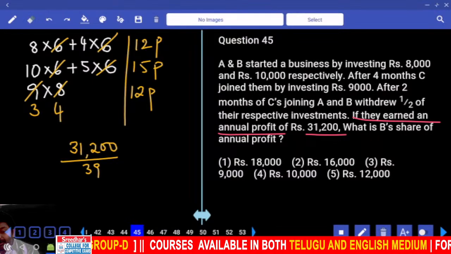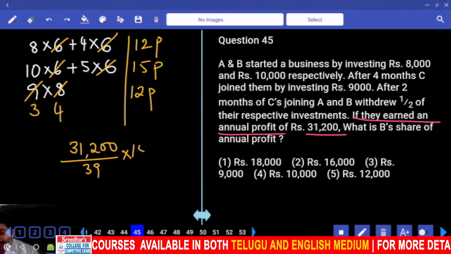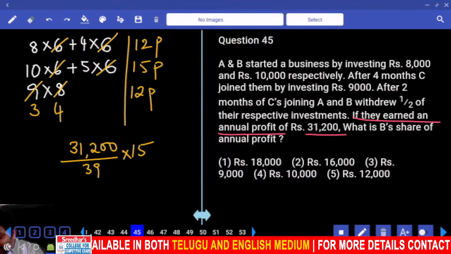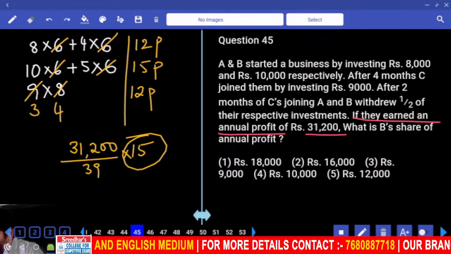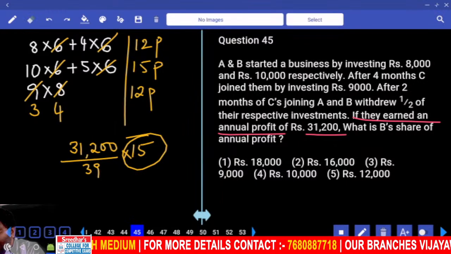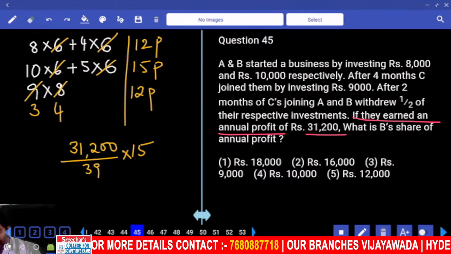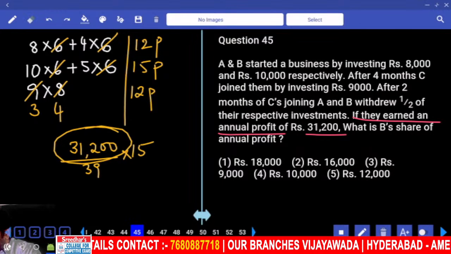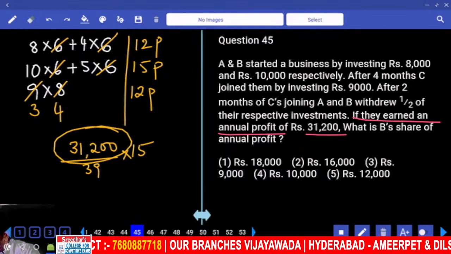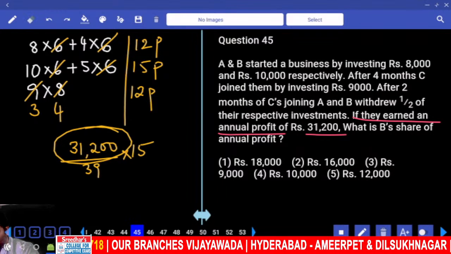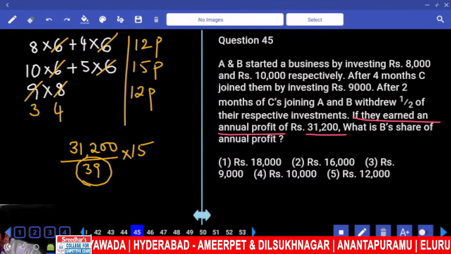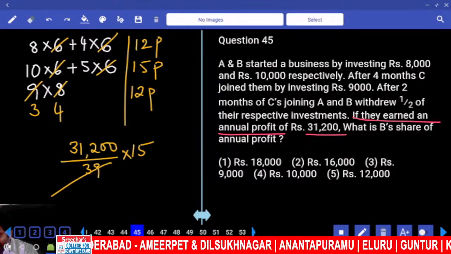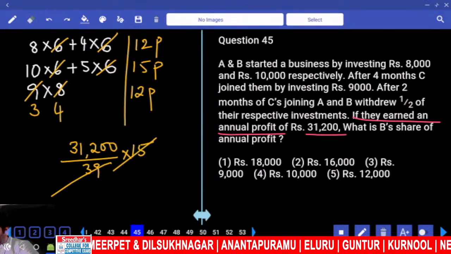And the question is about B. B is equal to 15 parts. Right. So now, look at 15 carefully. Is it a 3 multiple? 9 multiple? First number 31,200. Is it a 3 multiple? 9 multiple? No. Denominator 39. Is it a 3 multiple? 9 multiple? So the 3 multiple in 39 and the 3 multiple in 15 get cancelled.